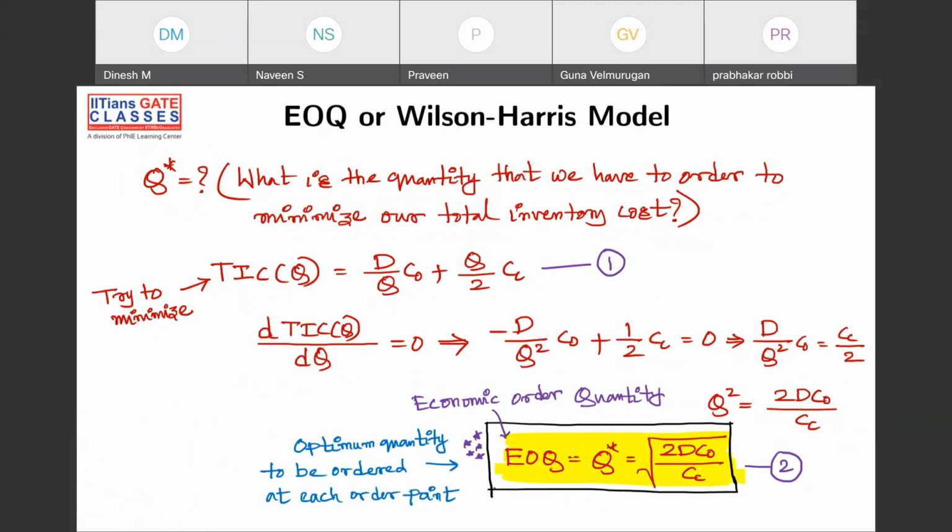This is the simple Wilson-Harris model without shortage. Please write this formula in your formula book and try to memorize and revise it as many times as possible. It is known as economic order quantity, or the optimum quantity to be ordered at each order point so that your total inventory cost is minimized, or total annual cost is minimized, because purchase cost is constant there. Is it clear, guys?